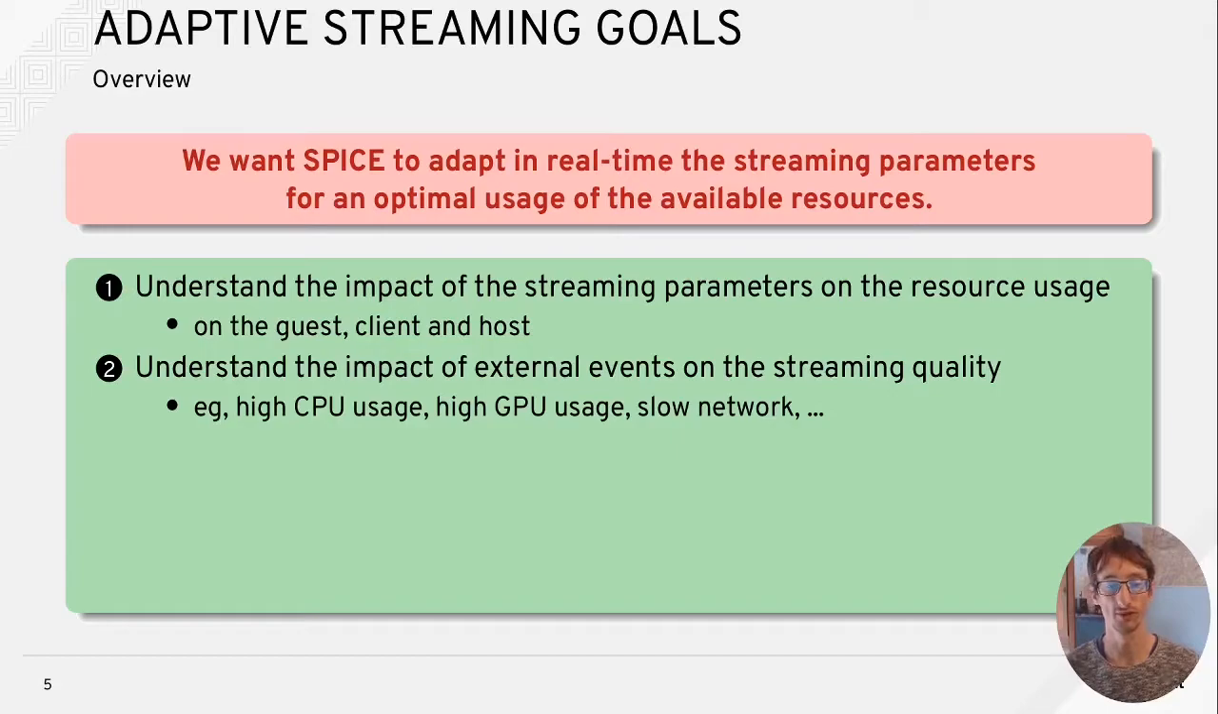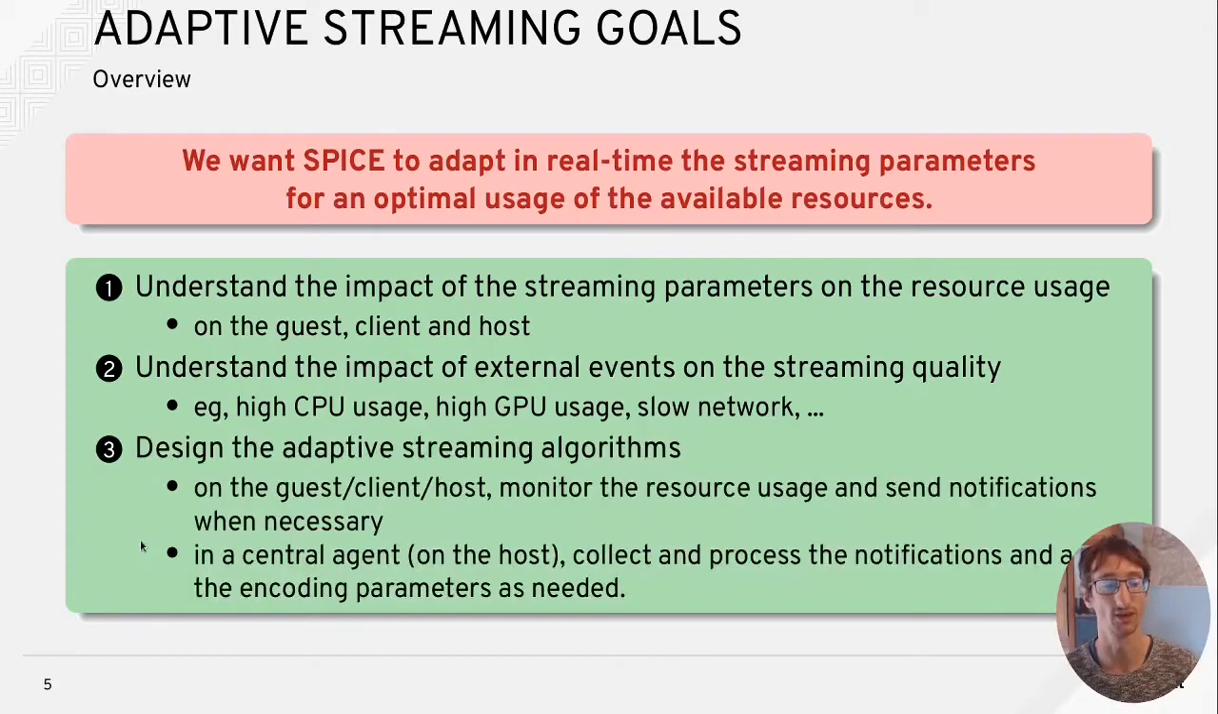And once we understand these two events, we will combine them and design the proper adaptive streaming algorithm. We will monitor the resource usage on the different systems and send notifications when the resources are getting sparse. And centrally, we will collect and analyze these messages, and adjust the streaming parameters to use optimally the available resources.